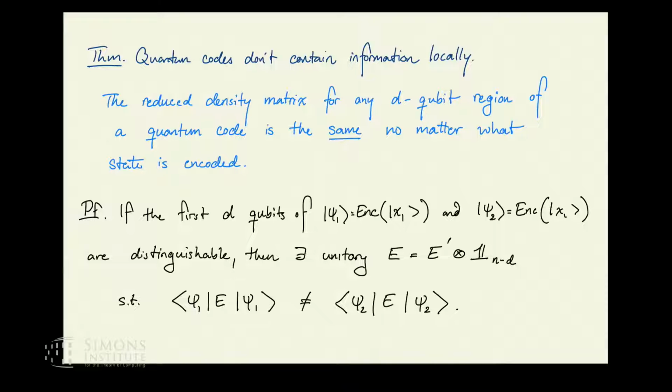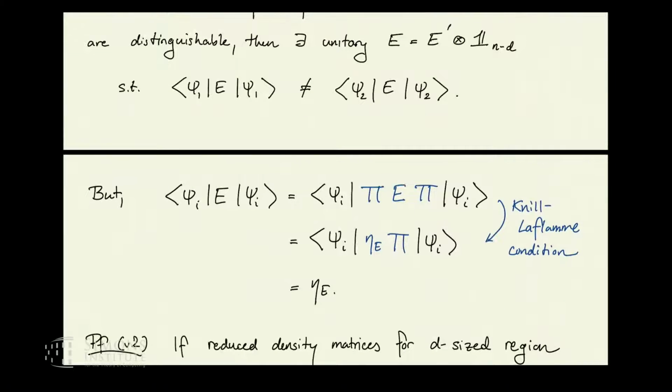What does that mean? It means that mathematically there was some unitary E of the tensor product structure, E prime tensor identity on the rest, so that E distinguished the two of them, meaning that these expectations were different. Okay, but those expectations can't be different because psi_i is an element of the code, so I can always toss in a projector onto the code for free, and that's not going to change anything. But then this right here is just the Knill-Laflamme condition, and I get that the value is a_E, and it doesn't depend on which state psi_i. So I exactly get that the reduced density matrices on d qubits are exactly the same.